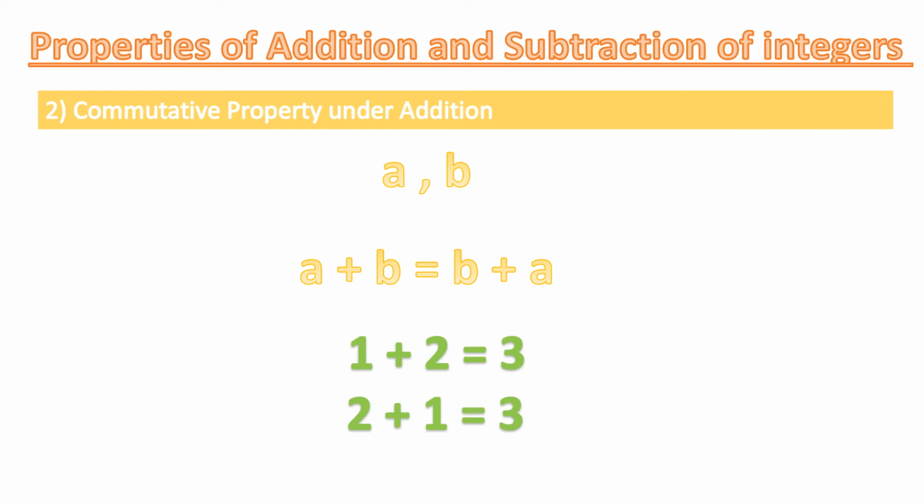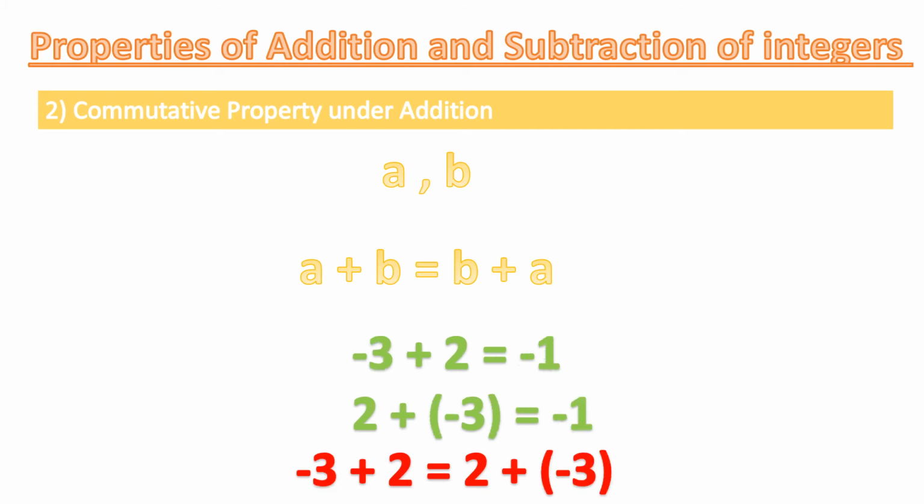Now let's take another example. Another example is minus 3 and 2. Let a be minus 3 and b be 2. So minus 3 plus 2 is minus 1. Now let's change the positions. Let's put 2 first and minus 3 second. So 2 plus minus 3. Now 2 plus minus 3 is also minus 1 itself. Now you can see that the positions interchanged, but the answer is the same. So minus 3 plus 2 is also the same as 2 plus minus 3. So position interchanging does not make a change in the answer. The answer will remain the same.